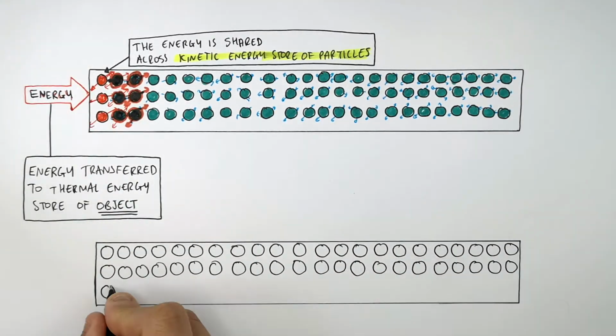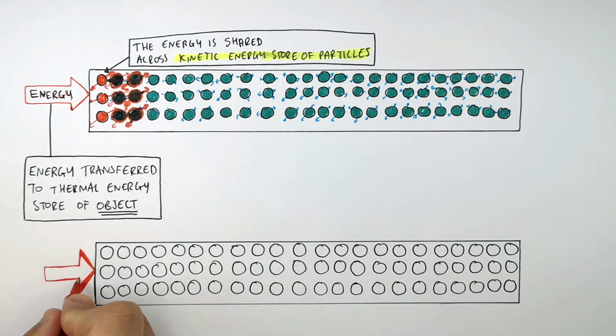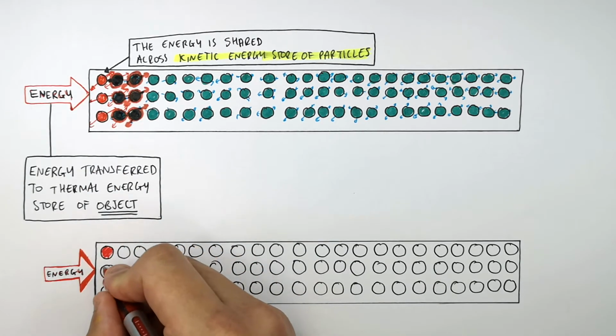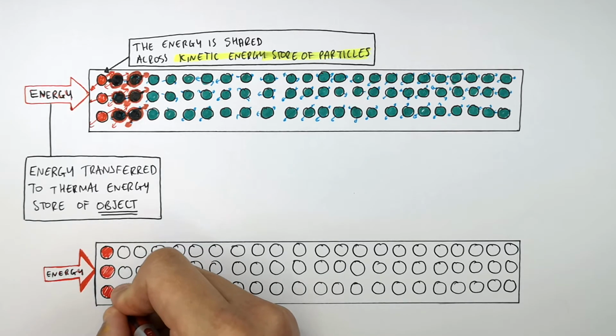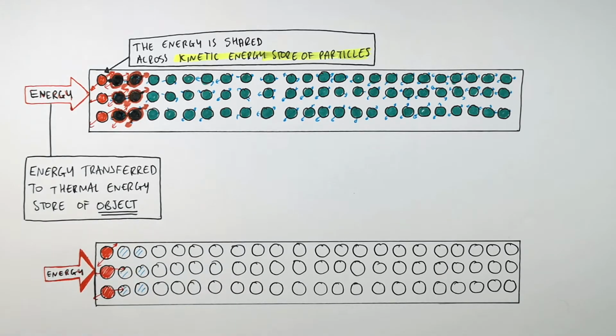So let's describe this one more time. Energy is being transferred into the thermal energy store of the object, which means that energy is being transferred into the kinetic store of the particles. So these particles are going to start to vibrate more.